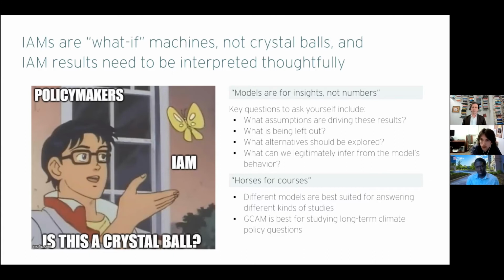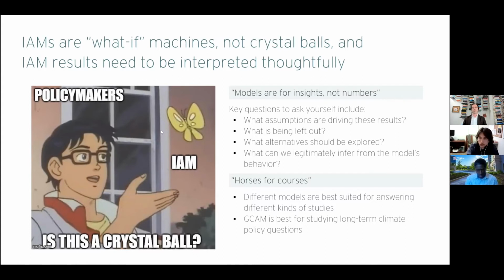The other saying here is horses for courses. It's a bit more obscure, but the idea here is that the same horse that wins the Kentucky Derby is often not going to win the Belmont Stakes. Some horses are better on some courses than others. Likewise, some models are better for answering some kinds of questions than others. GCAM in particular is best for studying long-term climate policy questions.